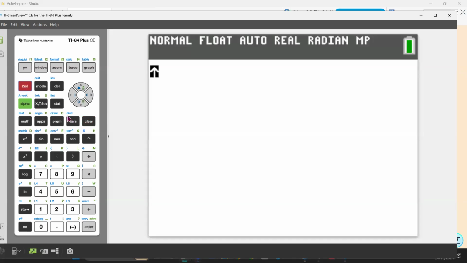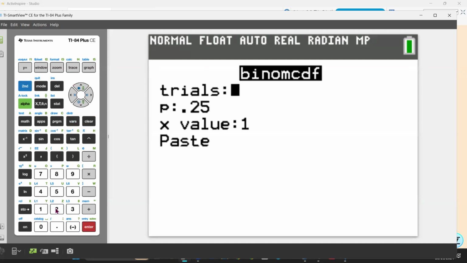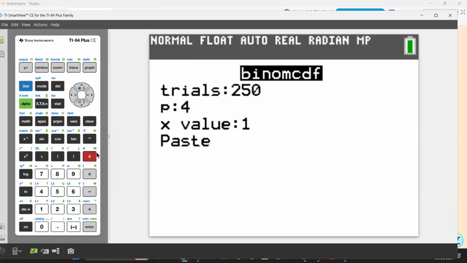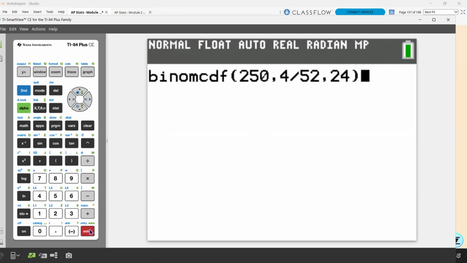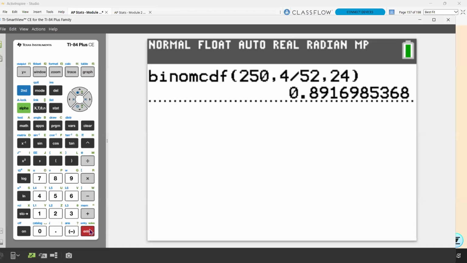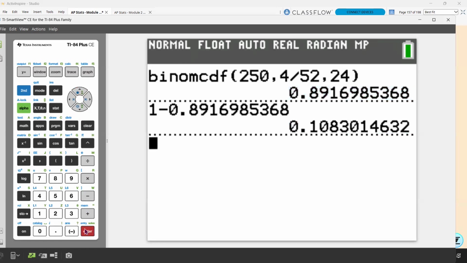Okay, so again, we're going to do 2nd vars. We're going to go down to binomcdf, that's a cumulative. Remember, our trials is 250. Our probability is, what is it? Aces, 4 out of 52. 4 divided by 52. Our X value, we want to know less than or equal to 24. So remember, whatever you put in there, it's going to count that as well as what's below it. So less than or equal to 24, not 25. So you get about 89.17%, but we have to subtract that from 1. So it's about 10.83%.